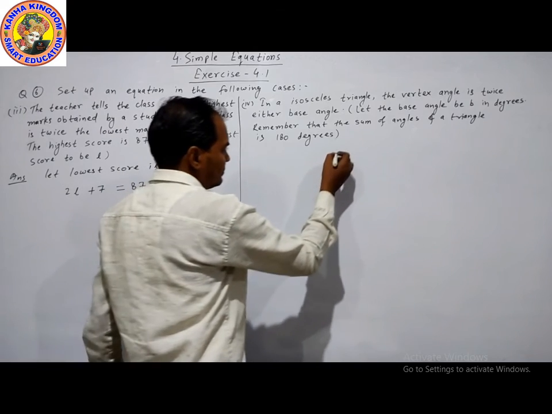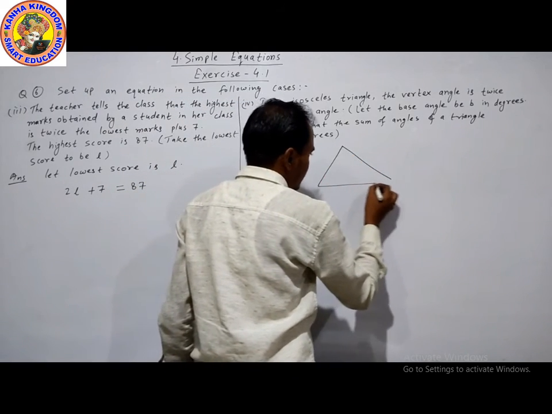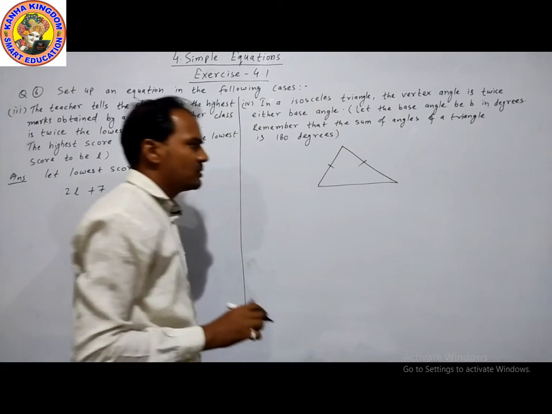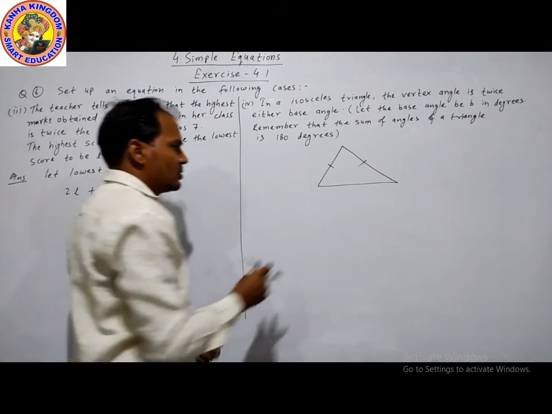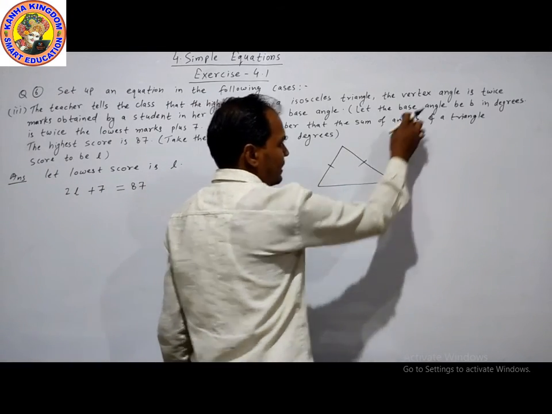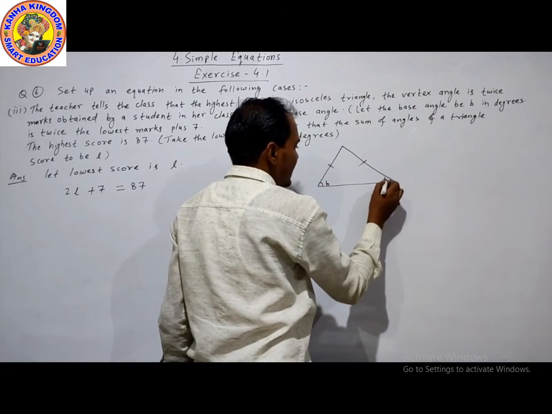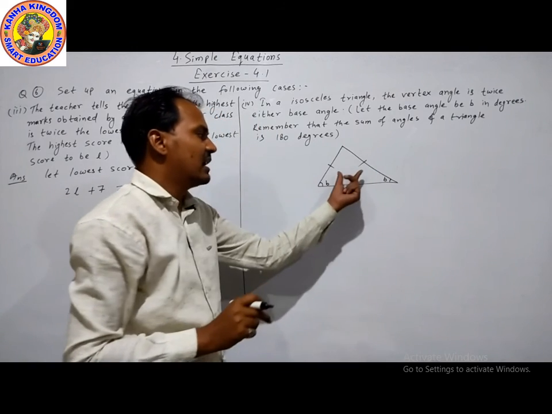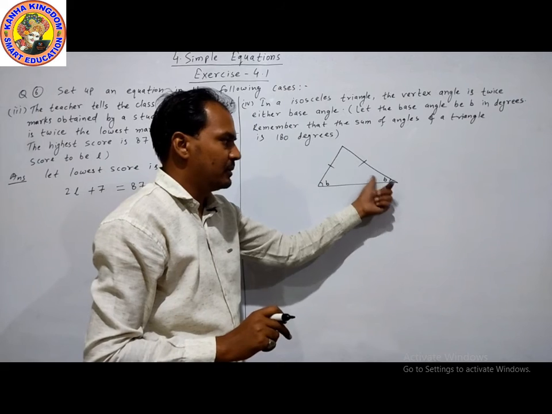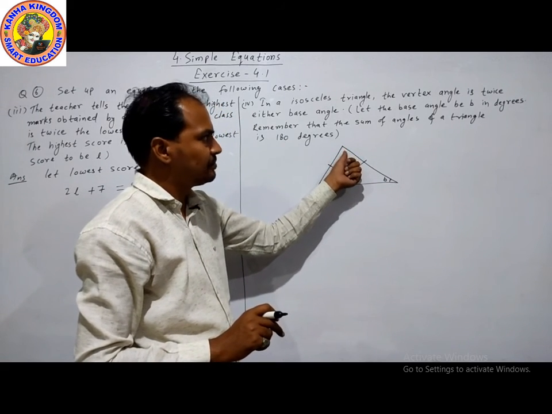First of all, we draw an isosceles triangle. In this isosceles triangle, these 2 sides are equal, so these angles are also equal. This is our base and the base angle is B. 2 sides equal, so 2 angles are also equal, the angles opposite to these sides. This is our vertex angle.